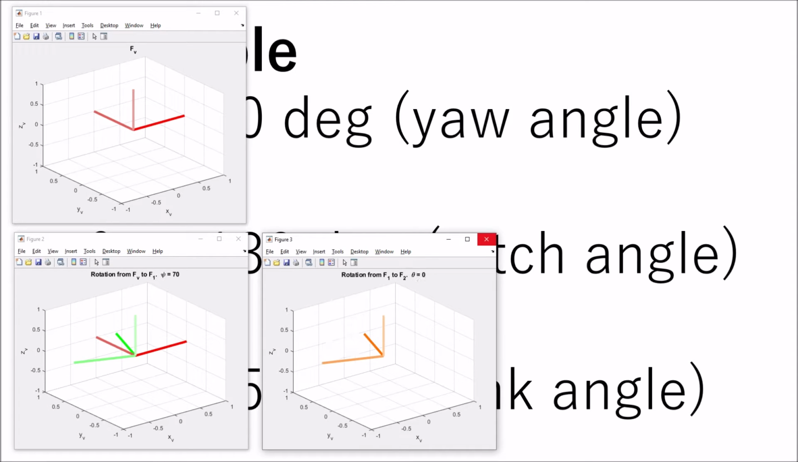So let me go ahead and let the animation run, and what we're going to do is, as the pitch angle increases, you see that the 2 frame just starts being offset from the 1 frame, but their y-axes stay the same, right? That's the axis of rotation.